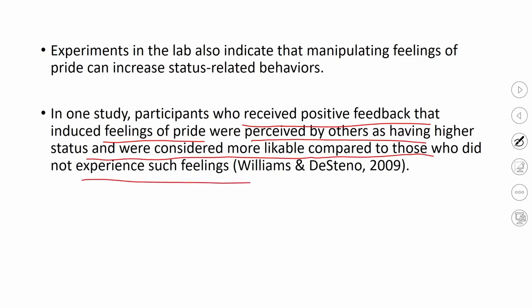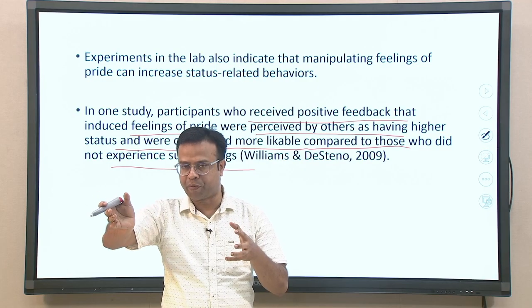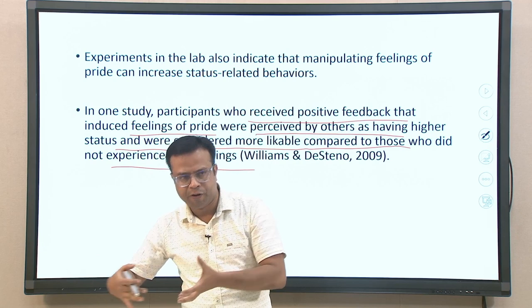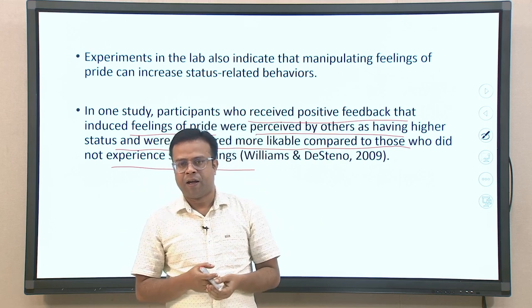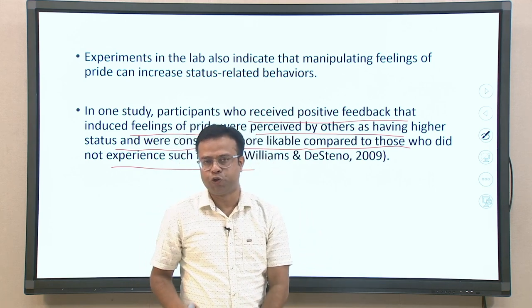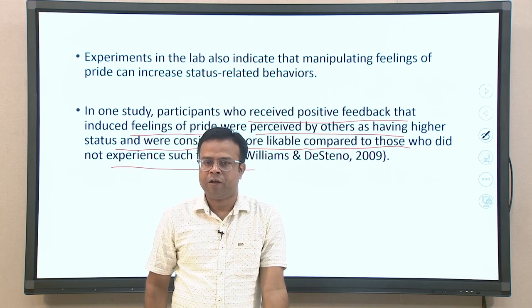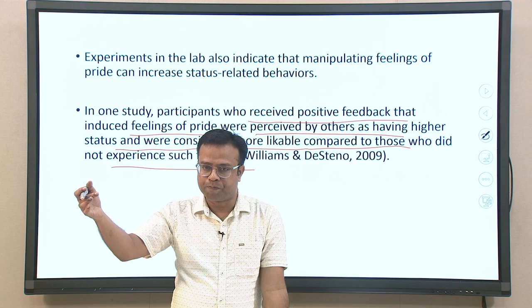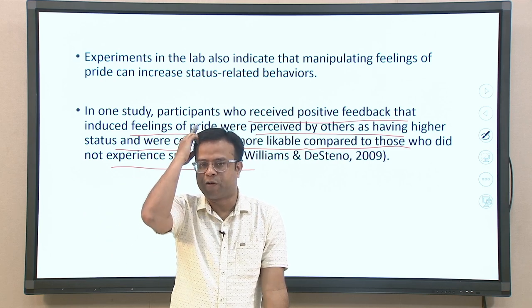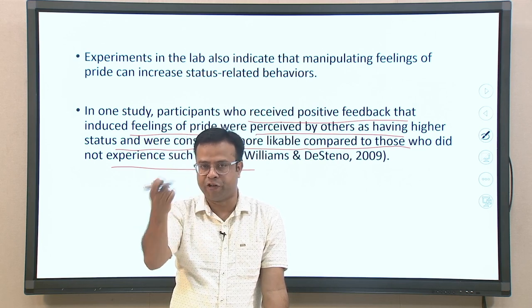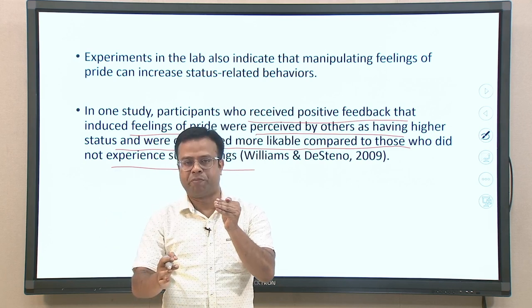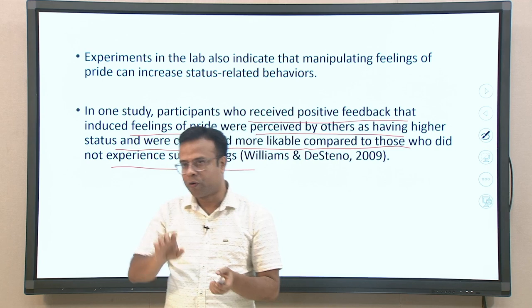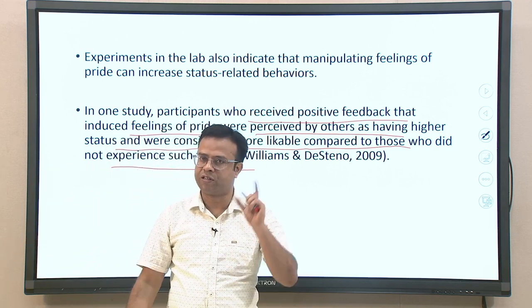This is the finding of the experiment, where participants received positive feedback, statements saying they had done something good, just to induce a sense of pride. That sense of pride, which was induced artificially in the laboratory situation, led other participants to perceive that they had higher status and were more likable as compared to those who did not experience such feelings. So, just the artificial induction of a sense of pride led to a change in people's perception. That was evident in that study. So, pride conveys status, success and those kinds of things. This is the function of this emotion.